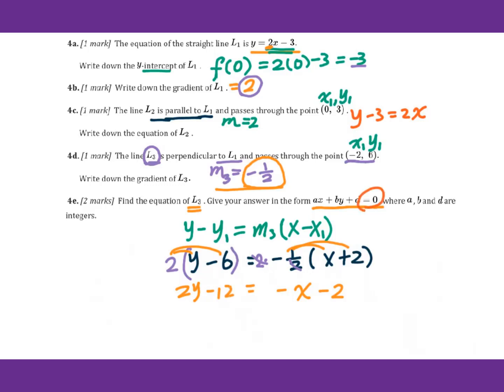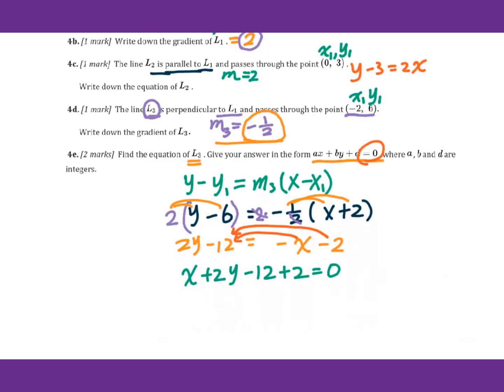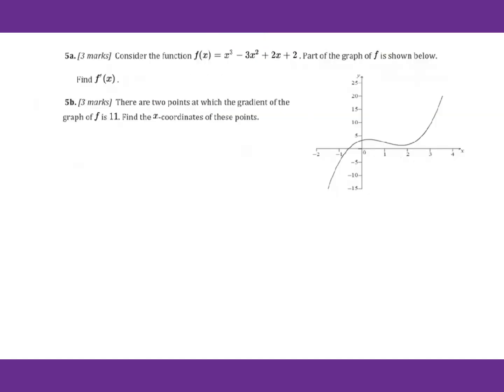We are looking for equals 0, so everything on the right side moves to the left side. Remember, change the sign. So you get x plus 2y minus 12 plus 2 equals 0. Combine like terms: x plus 2y minus 10 equals 0. This will be the solution. Let's go to 5a. Consider the function f of x equals this. Part of the graph of f is shown below. Find the derivative of f of x.